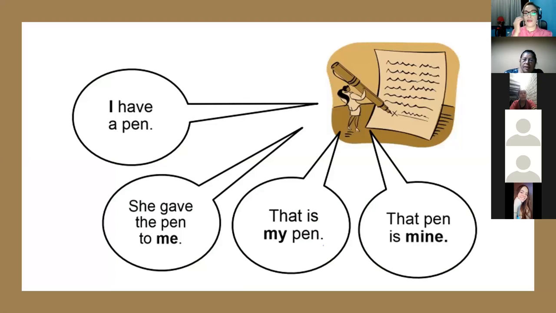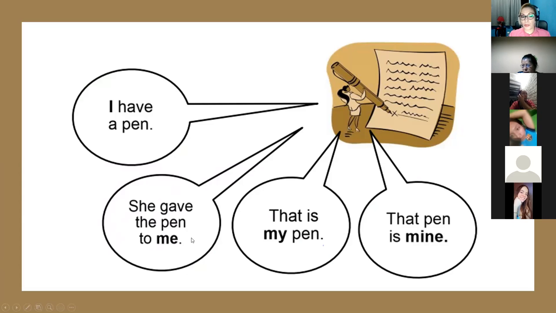All right. And we have some examples here. The first one is using a subject, I have a pen. And then she gave the pen to me. That is the object pronoun. That is my pen, possessive adjective. That pen is mine, possessive pronoun. As I was explaining, when it is the main part of the sentence, it is the subject pronoun, the one we use as the subject. It goes at the beginning of the sentence, followed by a verb. When it is the object pronoun, it is the one on whom the action falls, right? She gave me a pen. I received that action. Here the subject is she, the object is me.